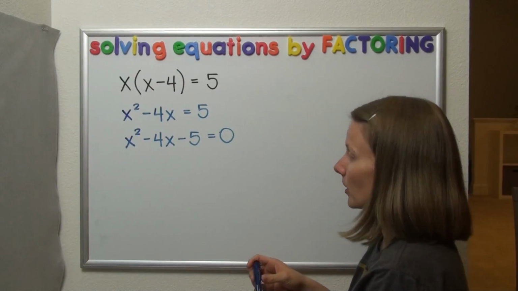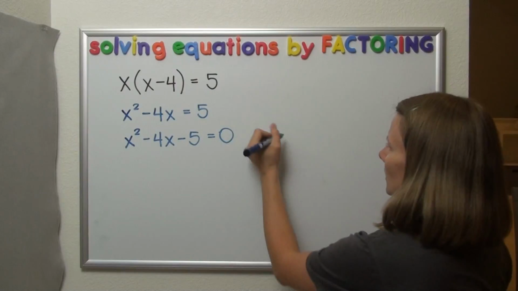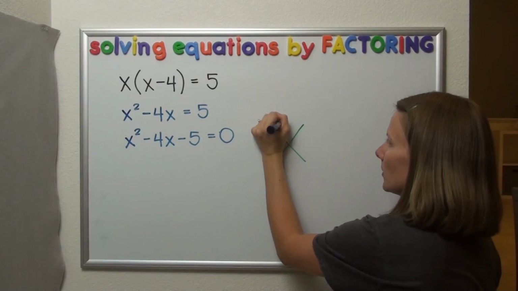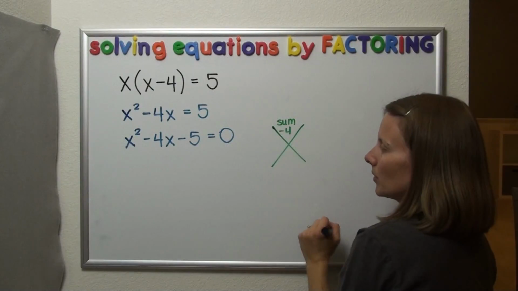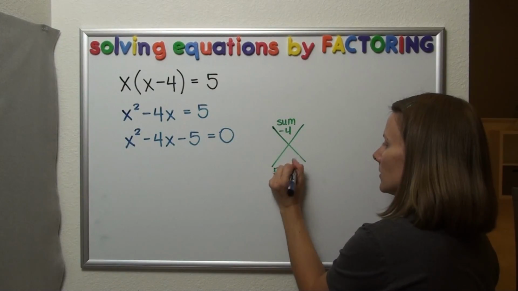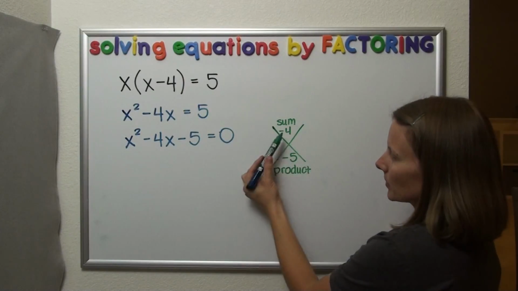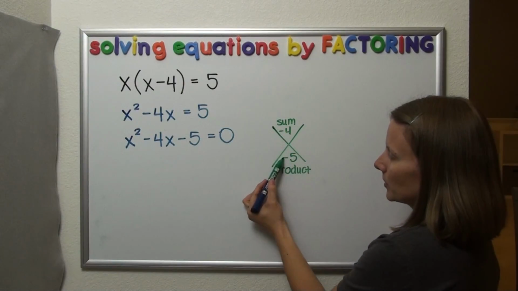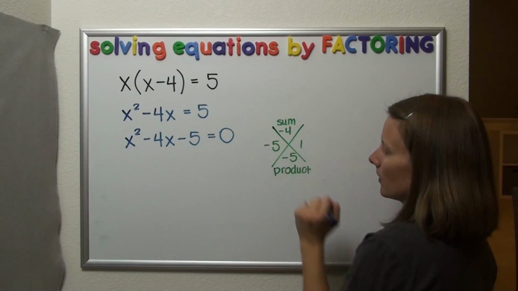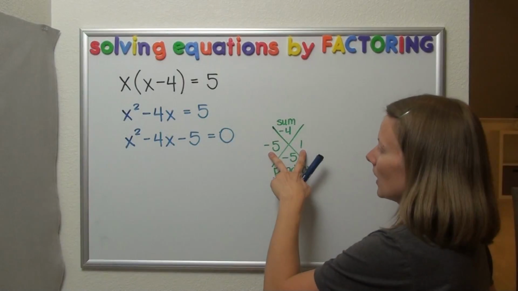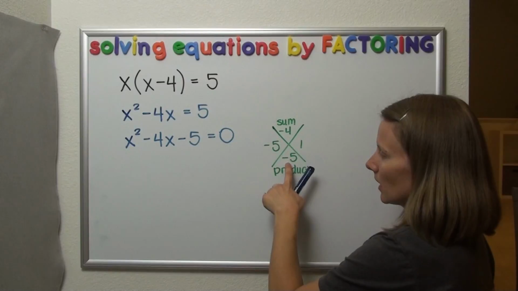So now we are going to look at how many terms, and again, we've got the trinomial, so we're doing that X box. I'll go off to the side here just to make sure I've got room. The sum that we're after is that middle number, -4. The product we're after is that last number, -5. So we're looking for numbers that add to -4 and multiply to -5. And that should be a -5 and a 1. And you can double check. -5 plus 1 is -4. -5 times 1 is -5.